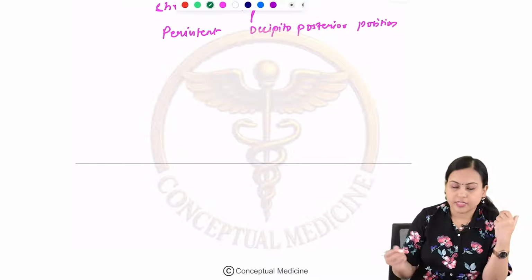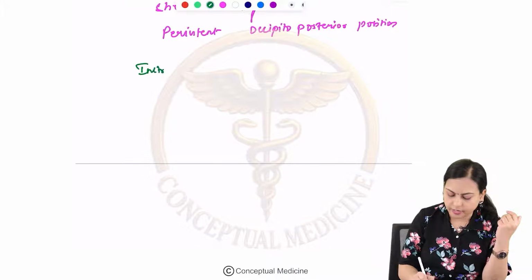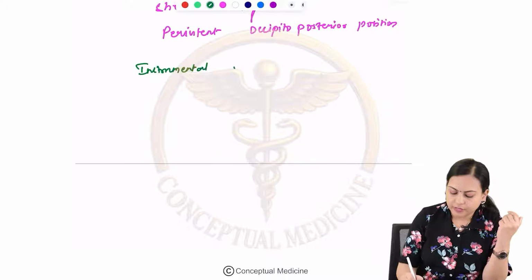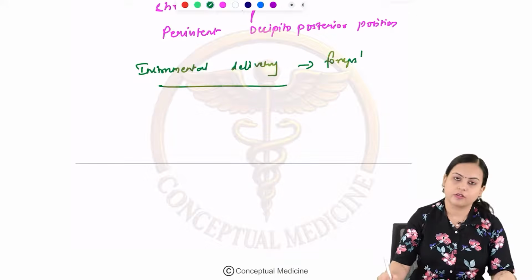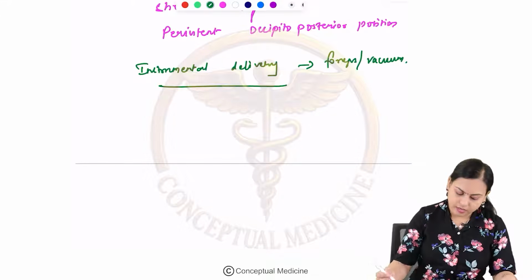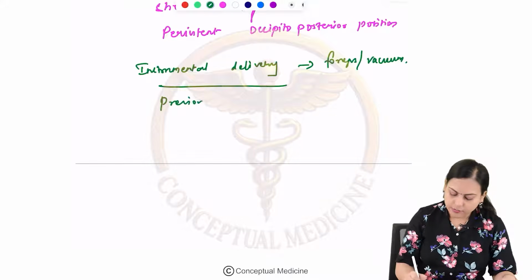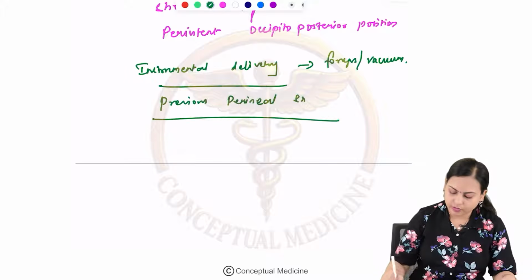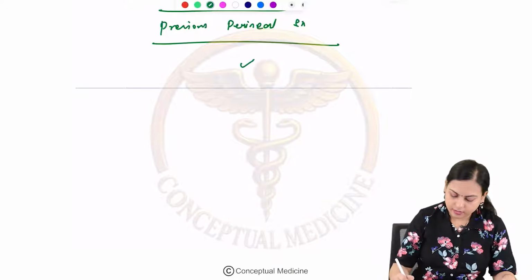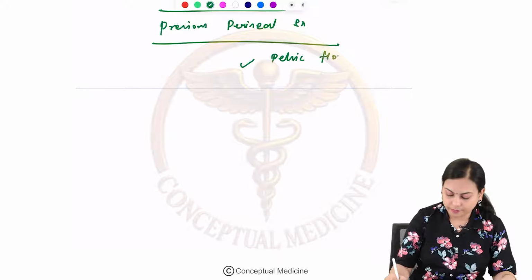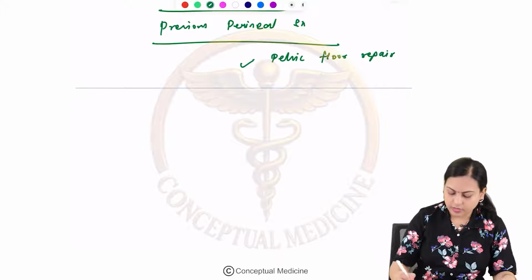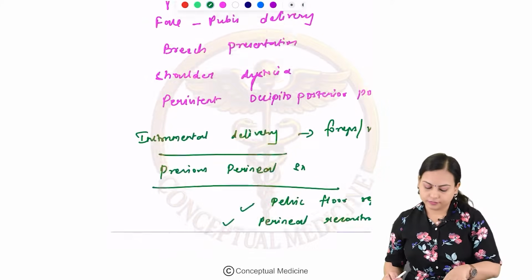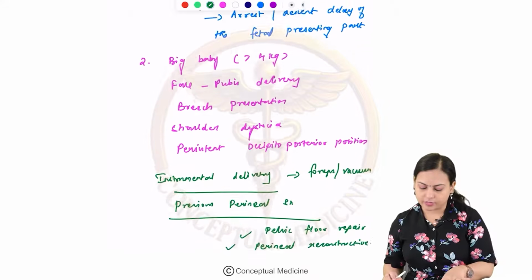Also, as we have already seen, it is given in instrumental delivery. What instrument do we use? Either it can be forceps or vacuum. Then, suppose there was a history of previous perineal surgery in the woman, like if she had previous pelvic floor repair or perineal reconstructive surgery. Clear? So, these are the indications ideally when you have to give episiotomy.